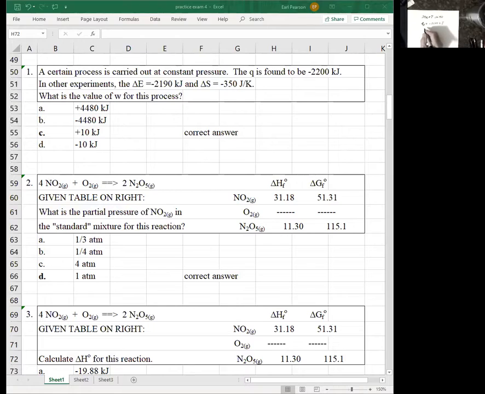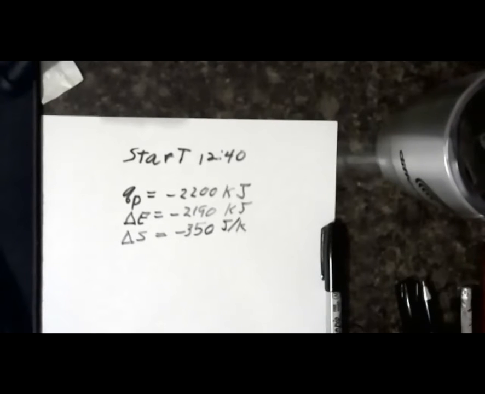In another experiment, delta E is equal to minus 2190 kilojoules, and delta S is equal to minus 350 joules per Kelvin. Okay, I've got that data transferred over to the pad so we can start working with it.